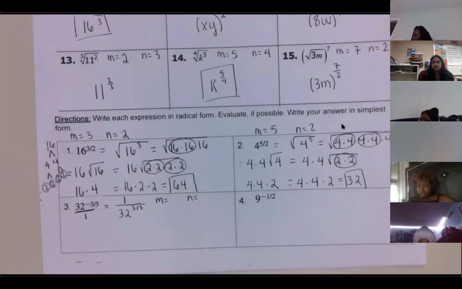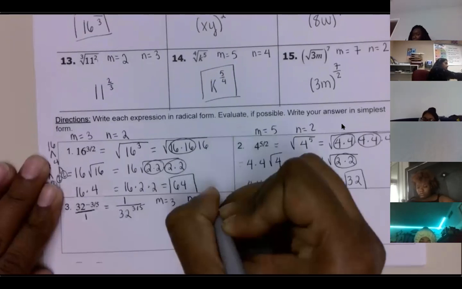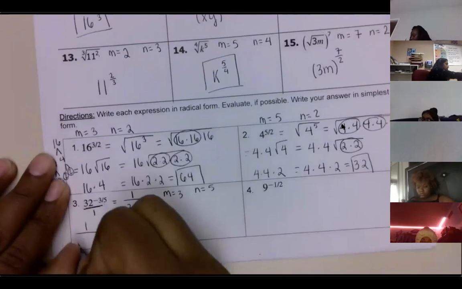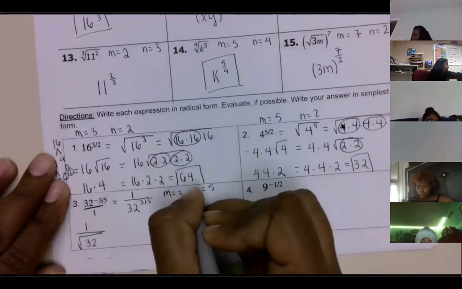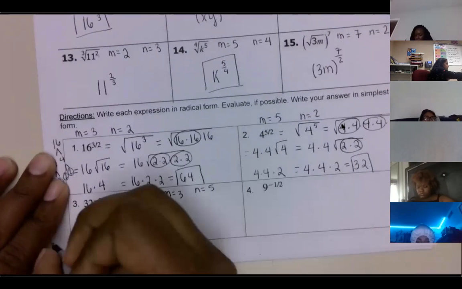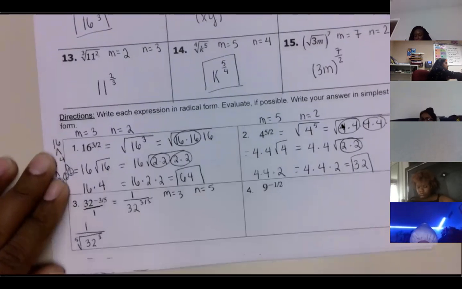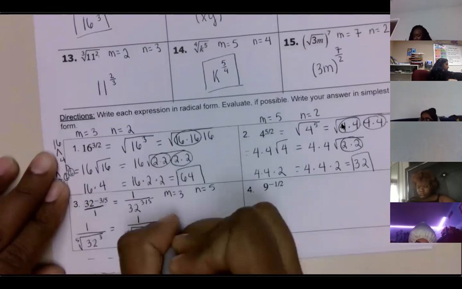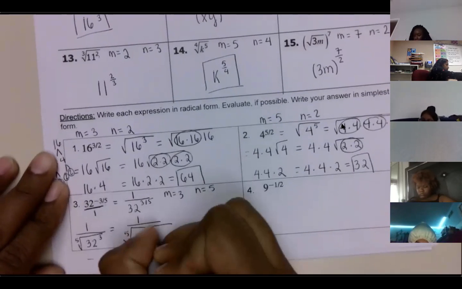The m would be 3 and the n would be 5. Good job. So I'm going to rewrite this. So it's 1 over 32 goes in the radical. The exponent is 3, so 32 to the third, and then 5 is your index. So I'm going to try to simplify this. So I'm going to try to rewrite the 32. So it's 32 times 32 times 32.